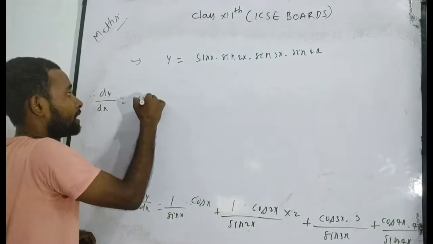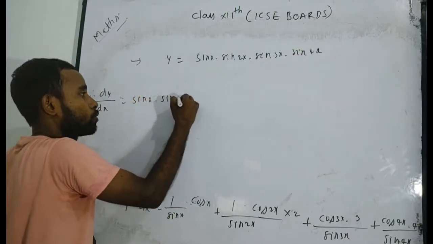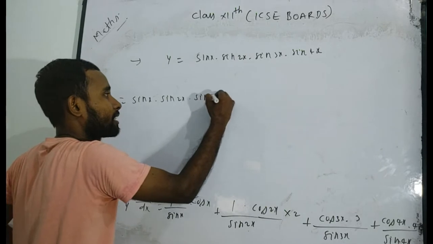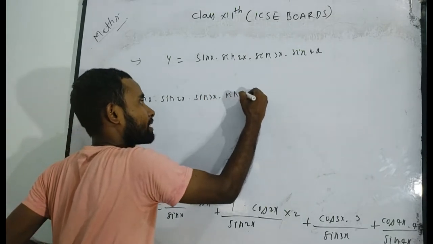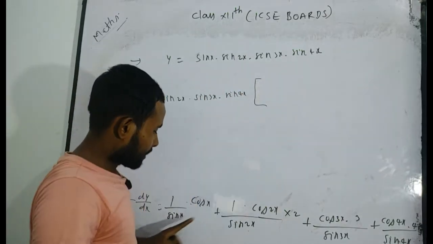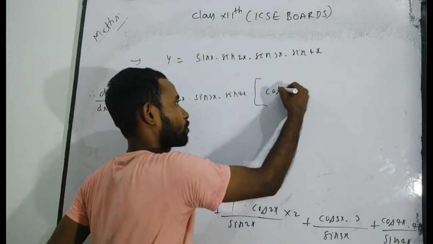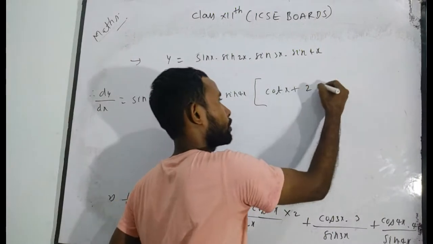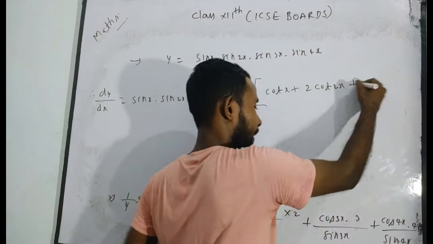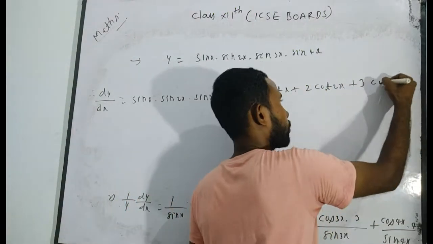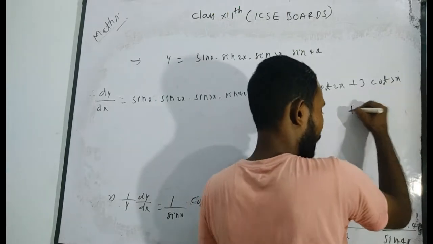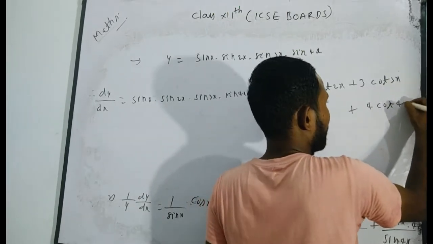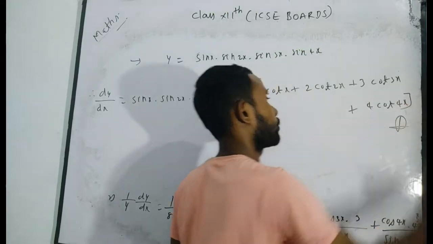That means sin x into sin 2x into sin 3x into sin 4x into cos x by sin x, which will be cot x, plus 2 times cos 2x by sin 2x, that means 2 times cot 2x, plus 3 times cot 3x, plus 4 times cot 4x. This is your answer to this question.